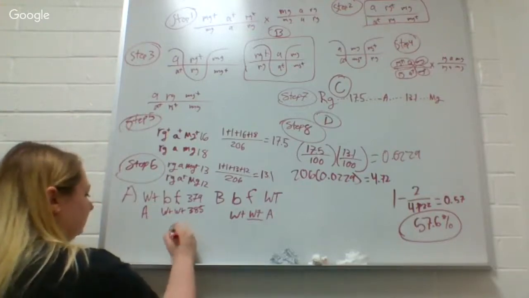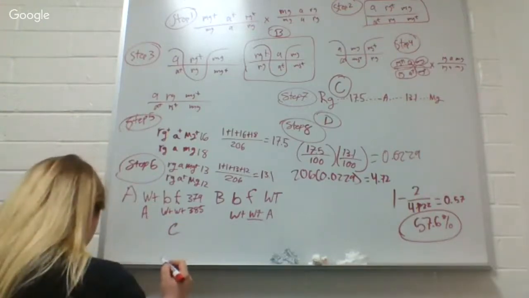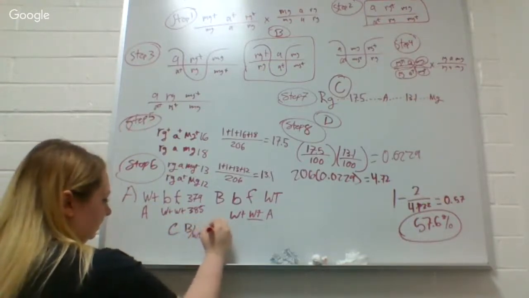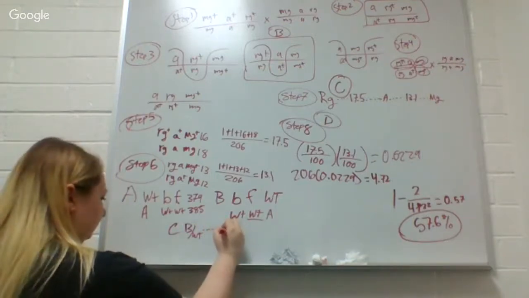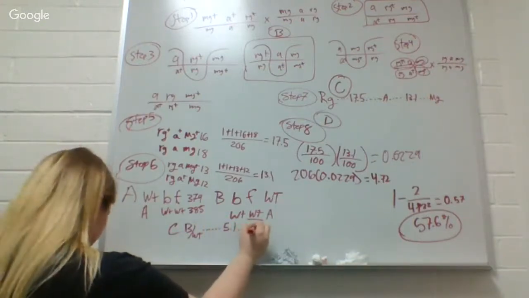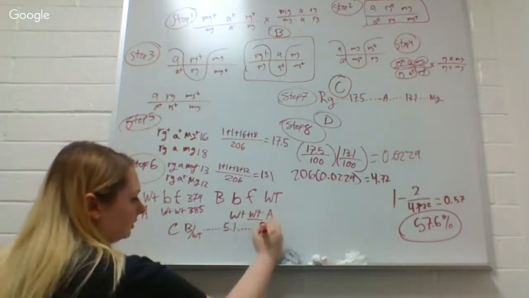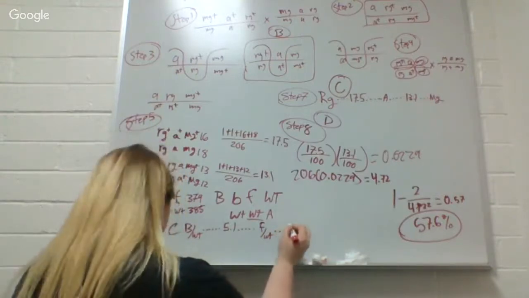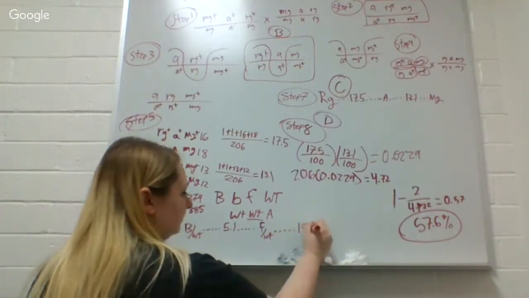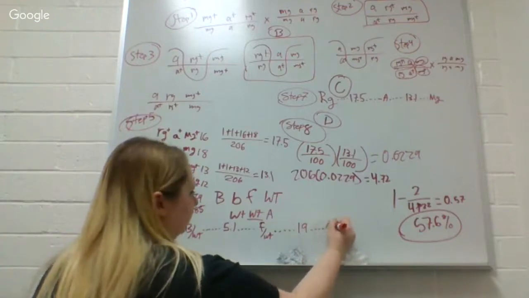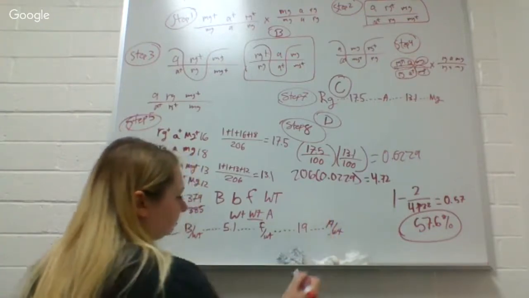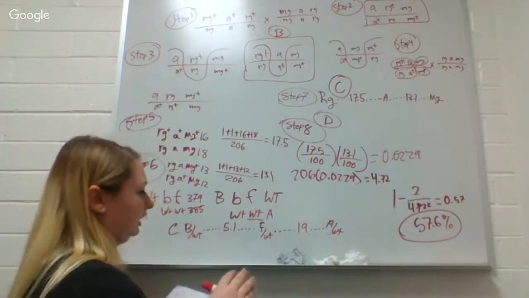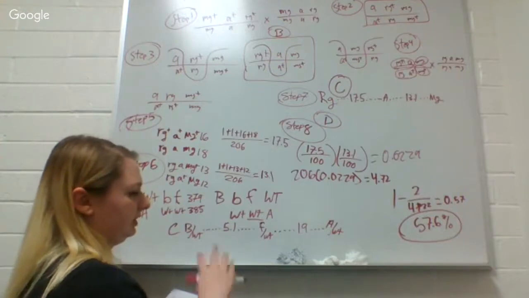which takes us to C, which is B/wild type, 5.1, F, 19, A/wild type. And so here what we can see is really important. The most important thing is that the F is in the middle. The other two can be flipped.